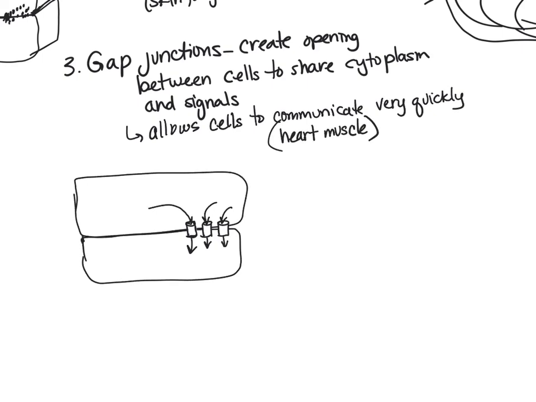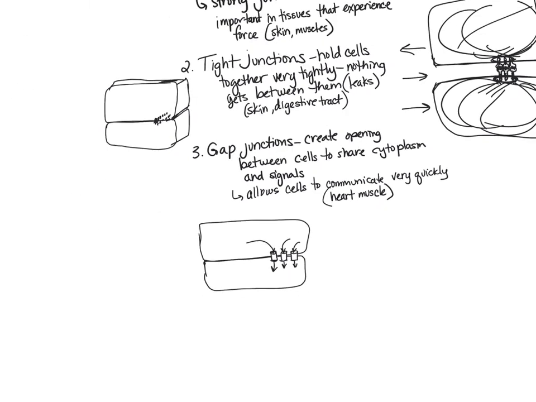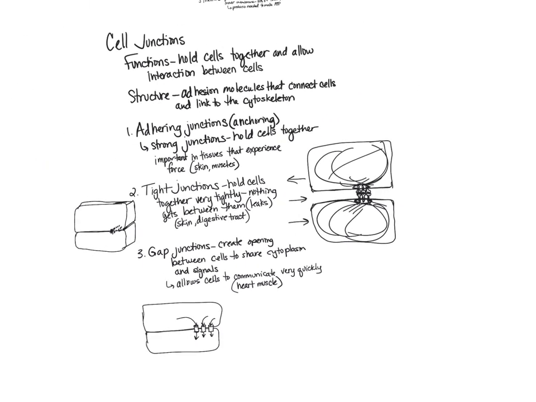So this is an area where we are sending electrical signals, and we want large areas of the heart to be pumping, to be contracting all at the same time. In order to do that, we need messages sent very, very quickly between the cells in the heart, and we can do this through the gap junctions. So those are our three different types of cellular junctions that you should be familiar with: our adhering junctions, our tight junctions, and our gap junctions.